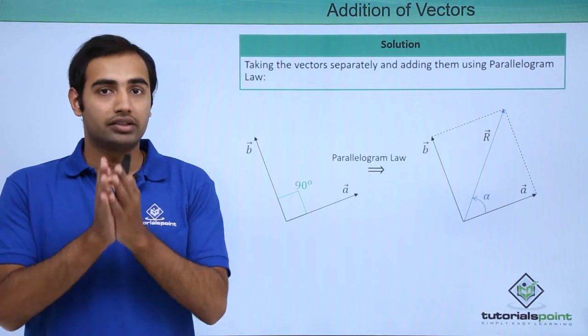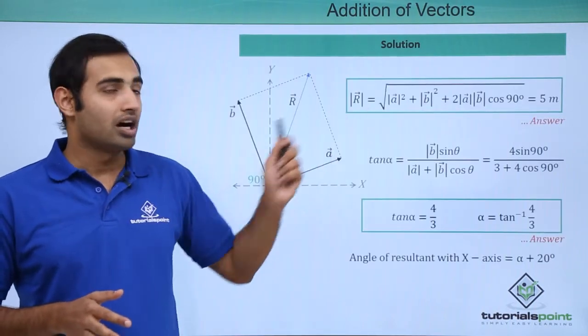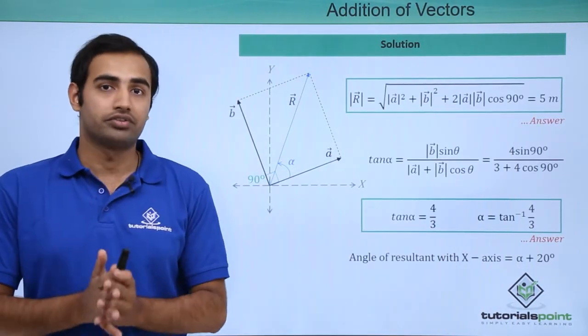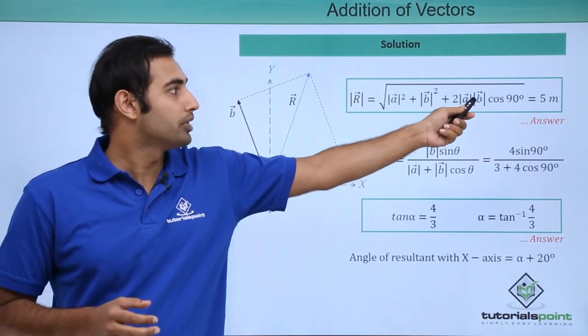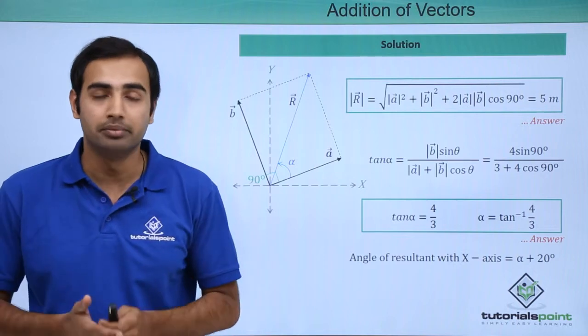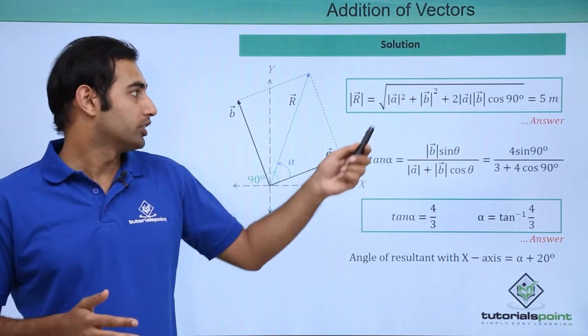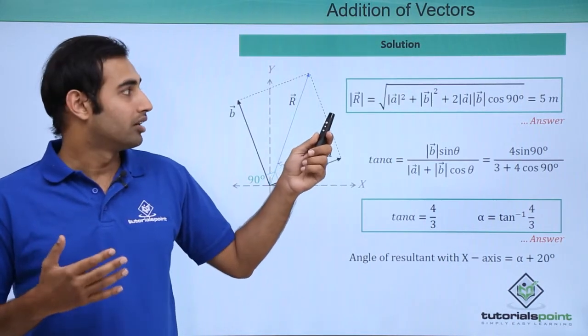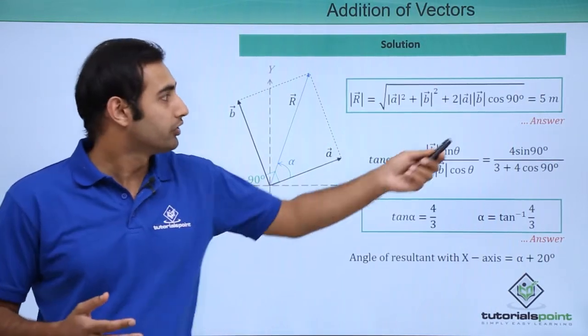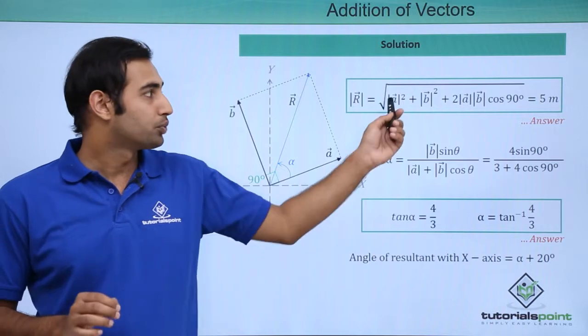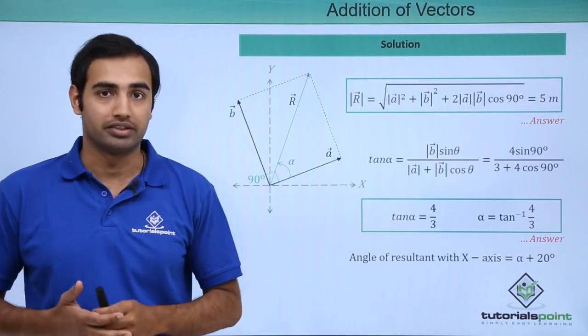Now, in order to calculate the magnitude, all I have to do is apply the formula for the magnitude of resultant, which is square root of A square plus B square plus 2AB cos of angle contained between them, which is 90 degrees. Now, the magnitude of A is 3, magnitude of B is 4. So, 3 square plus 4 square comes out to be 25, cos 90 is 0. So, square root of 25 comes out to be 5 meters.